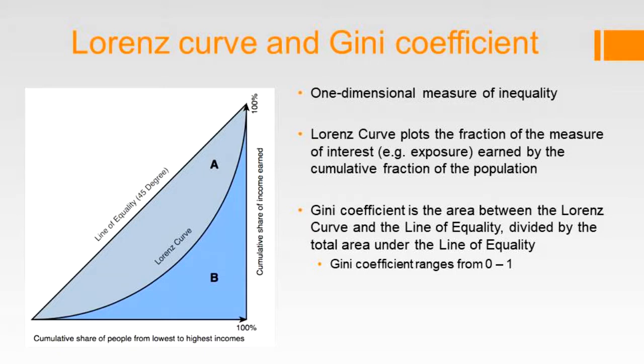And then the Gini coefficient just refers to the summary statistic of the Lorenz curve, and it ranges from 0 to 1, where 0 is a situation of perfect equality, and 1 would be an idealized maximum inequality situation. And so what's important about the Lorenz curve is that this is measuring one dimension of inequality. So it can give us information about income inequality, or it can give us information about exposure inequality, but it's not necessarily telling us anything about the relationship between the two.